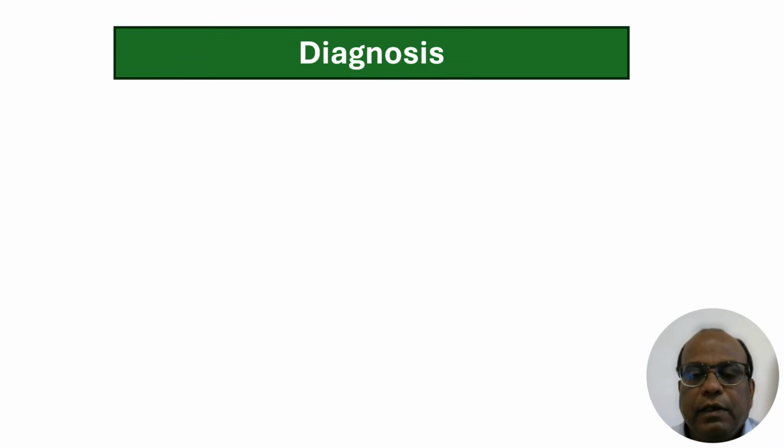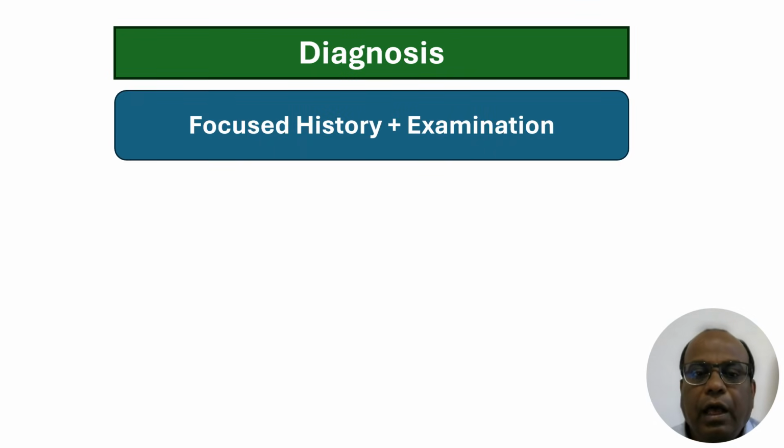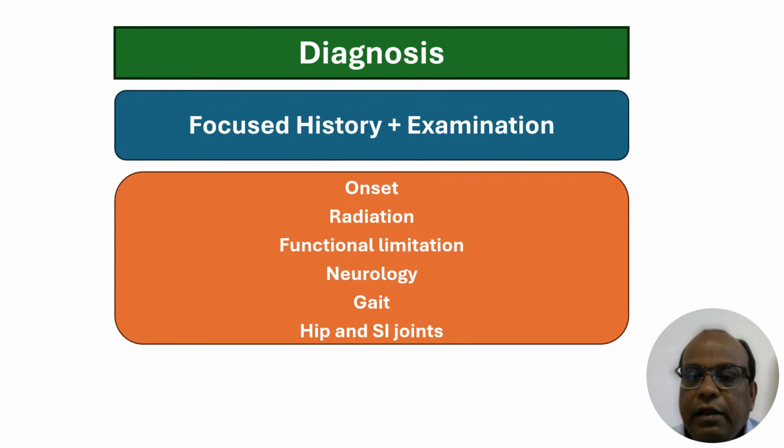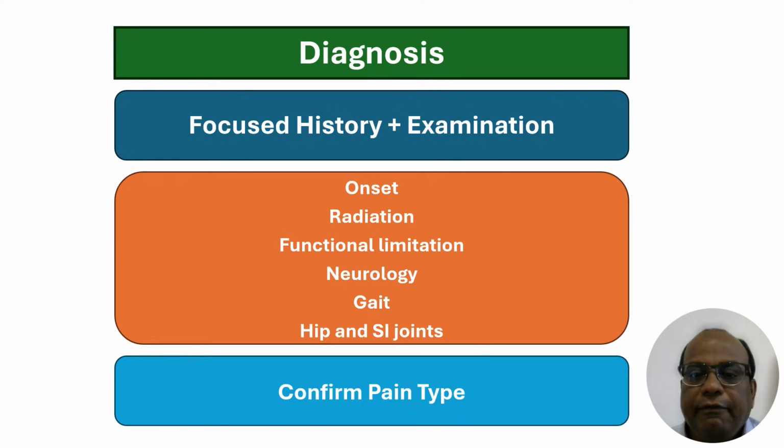Good diagnosis starts with a good history taking and physical examination. Ask when the pain started and where it goes. Find out how the pain affects daily life and walking. Examine neurological function carefully. Do not forget to examine the hips and sacroiliac joints and try to understand the pain type. These steps often give you the diagnosis without any tests.